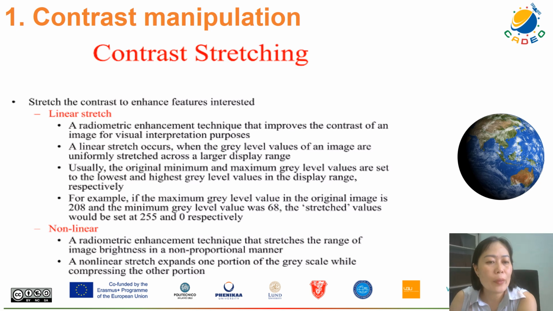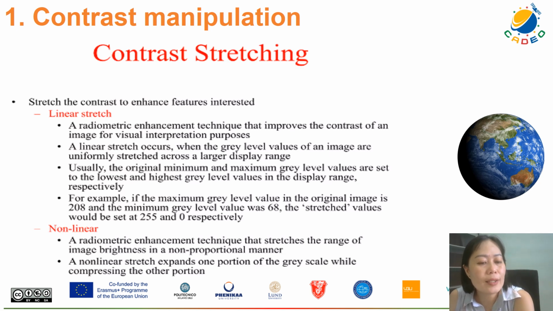Linear stretch is a radiometric enhancement technique that improves the contrast of an image for visual interpretation purposes. A linear stretch occurs when the gray level values of an image are uniformly stretched across a larger display range. Usually, the original minimum and maximum gray level values are set to the lowest and the highest gray level values in the display range, respectively. For example, if the maximum gray level value in the original image is 208 and the minimum gray level value was 68, the stretch values could be set at 255 and 0 respectively.